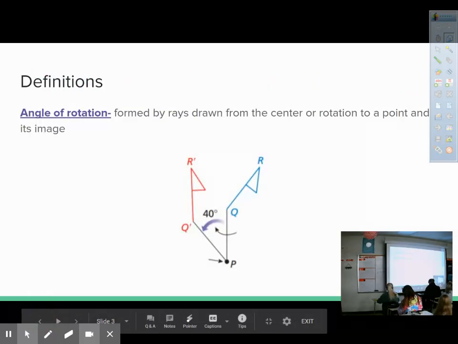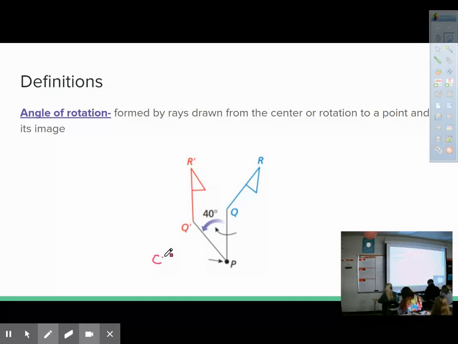If on your picture over there on student notes, that point P, that's your center of rotation. Where you see an arrow pointing to it, you need to label the point P your center of rotation.